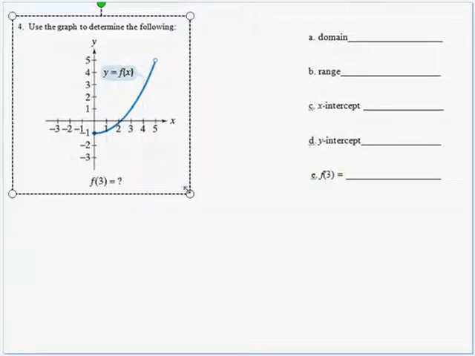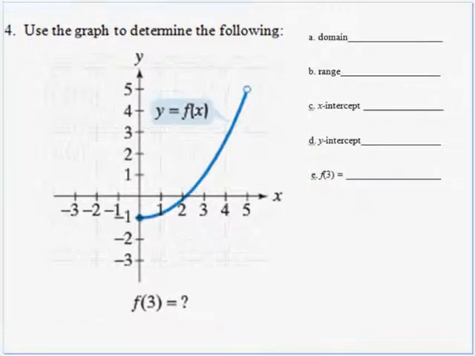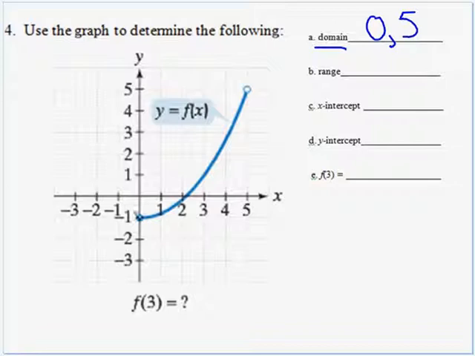Here we want to find some info from the graph. The first thing they ask is the domain. Domain is our x-axis. So if I look at as far left as we go on the x-axis and as far right as we go on the x-axis, it goes from 0 to 5. Now this endpoint is included, signified by the colored in circle, so that would be a bracket. And above the 5 we have an open circle, so there'd be a parenthesis there.